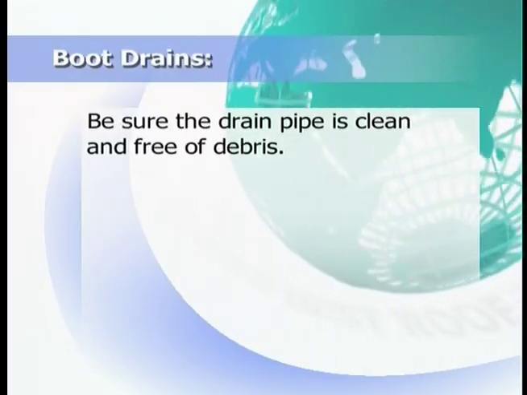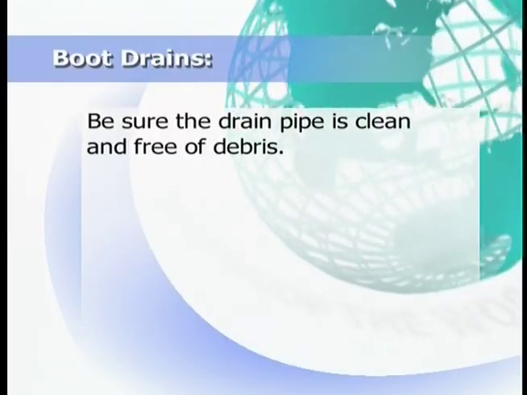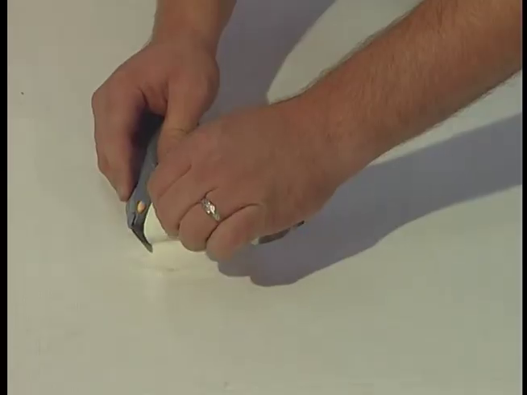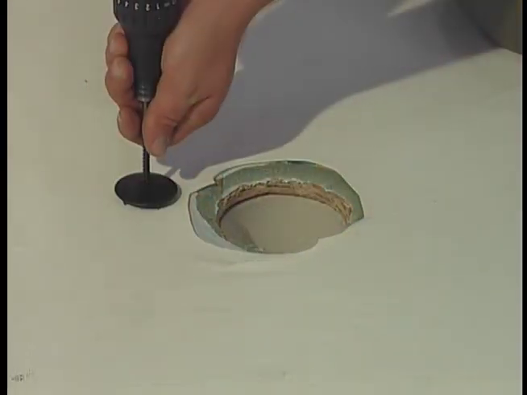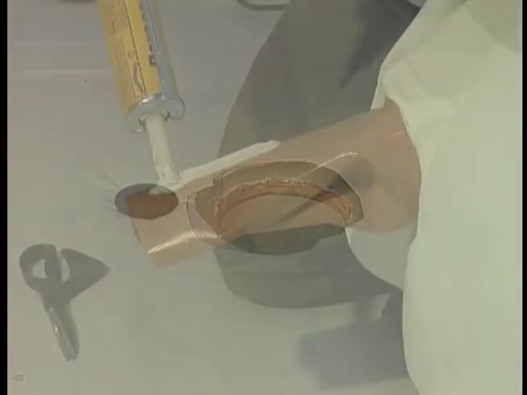To install a boot drain, first be sure the drain pipe is thoroughly clean and free of debris. Then, install the roof membrane over the top of the drain hole. Cut a hole the size of the drain pipe through the membrane. Install a plate and fastener next to the drain hole.